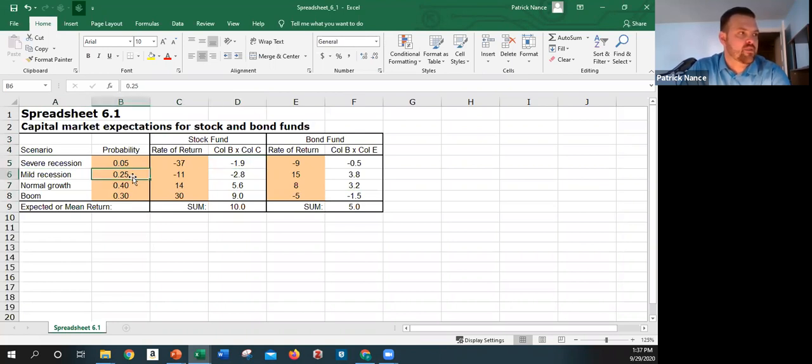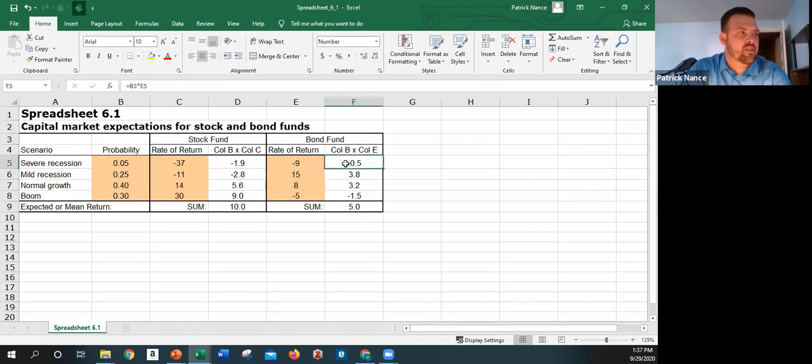Mild recession, we think there's a 25% chance that'll happen. And again, these numbers they made up based on current economic conditions. The rate of return we think is negative 11 in a mild recession. So again, we're just multiplying this by this to get this negative 2.8. And then we have normal growth. We think it's a 40% likelihood, and then our boom is a 30% likelihood, and so on.